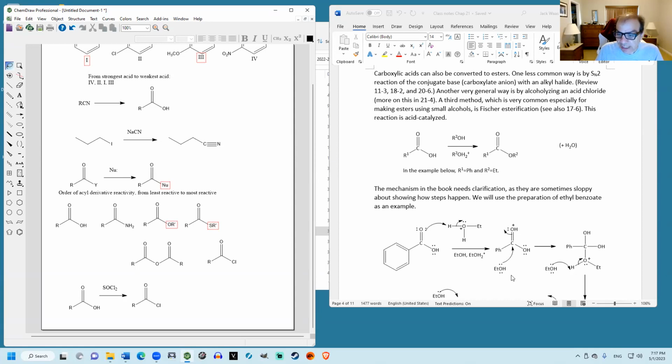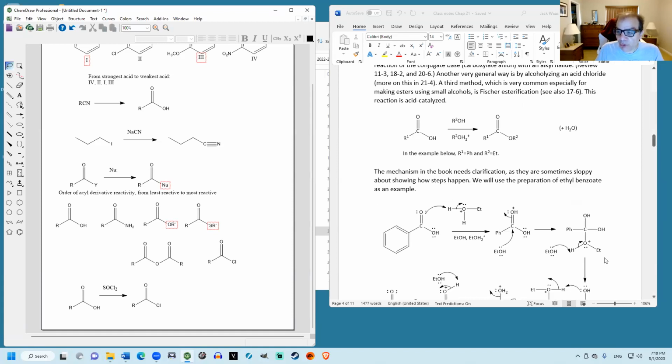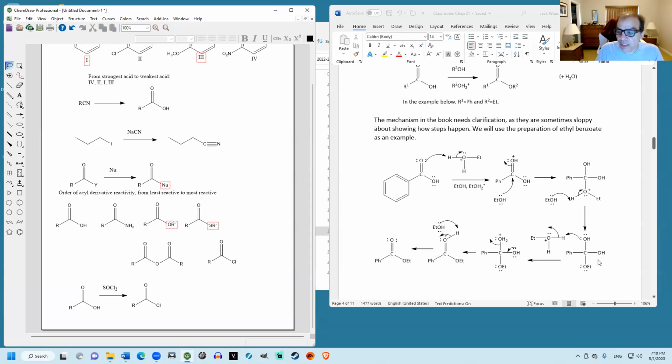Then after protonating the oxygen, nucleophilic attack. So we use the alcohol we're given in order to attack that carbon, break the pi bond, and give this intermediate. After nucleophilic attack, proton transfers. So first thing we're going to do is pull the proton off of this oxygen to get rid of the plus charge. That gives us this intermediate.